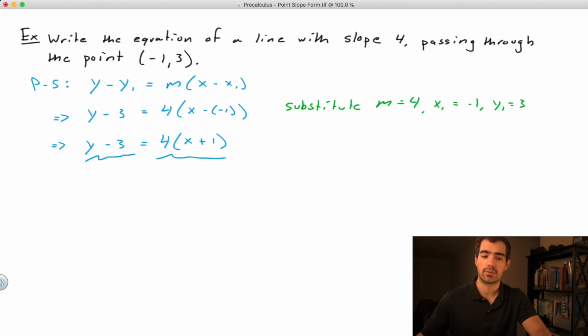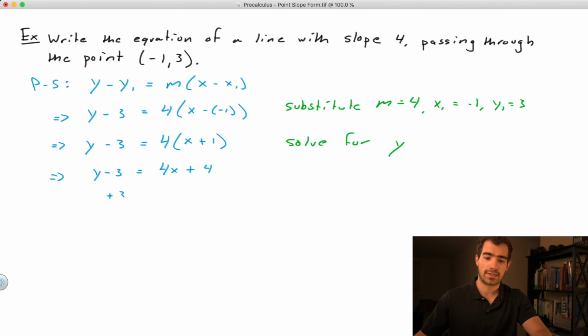So what we'll probably want to do, just to clean this up, is to solve for y. And so we can do that here by simplifying both sides of the expression first. This leaves us with y minus 3 still on the left, but then 4x plus 4 as we distribute on the right.